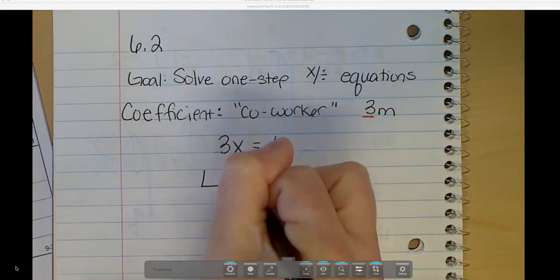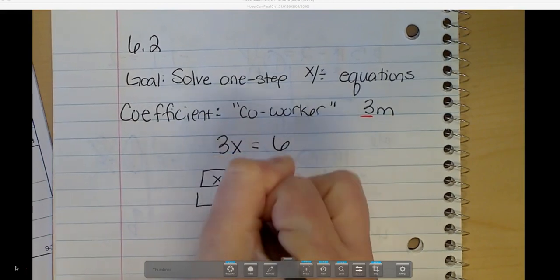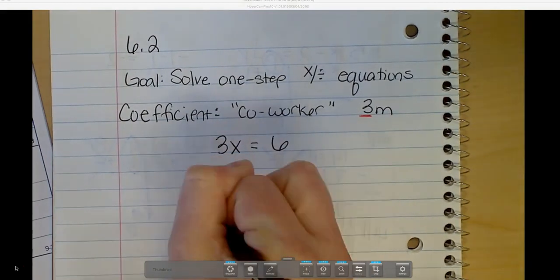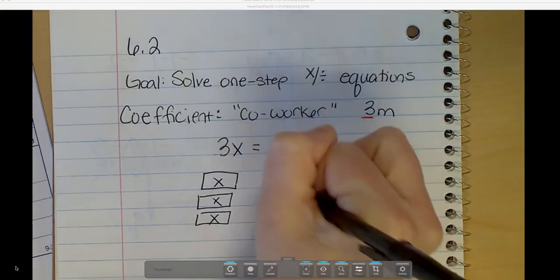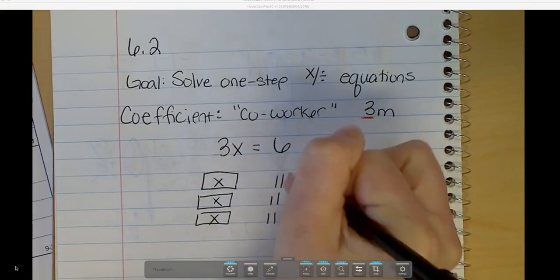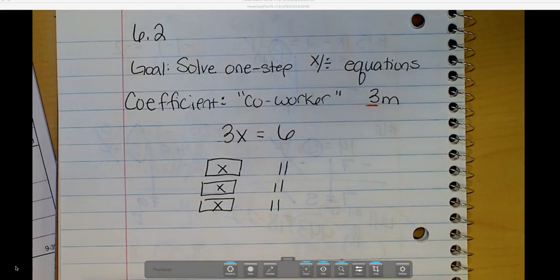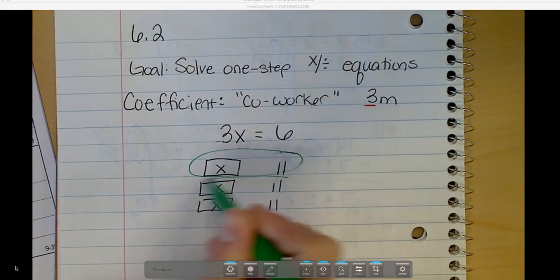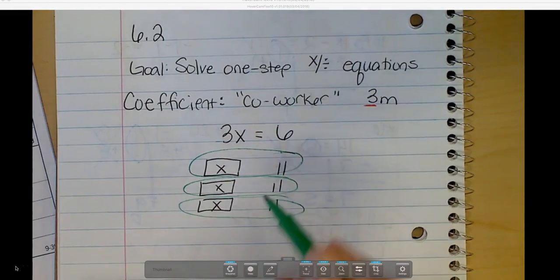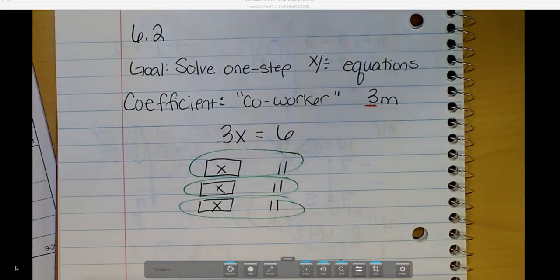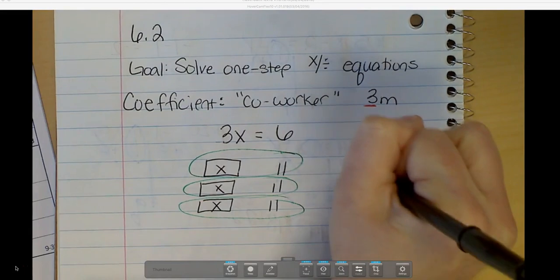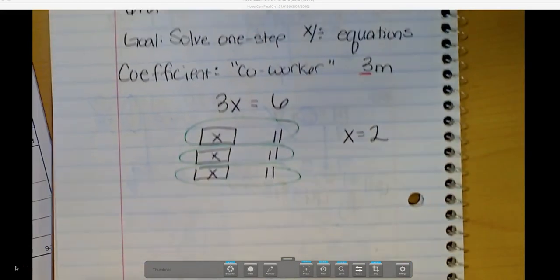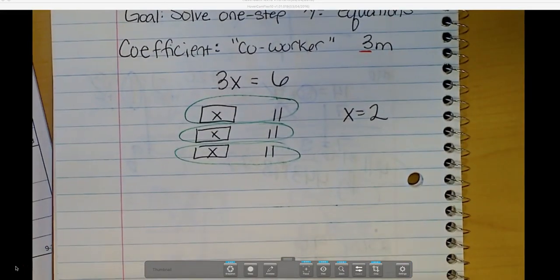If I have 3x equals 6, our goal, 1, 2, 3, 4, 5, 6, is to know what 1x equals. So if I paired them up evenly, every x would get 2. I would have x equals 2. How do I do that without drawing pictures all of the time?